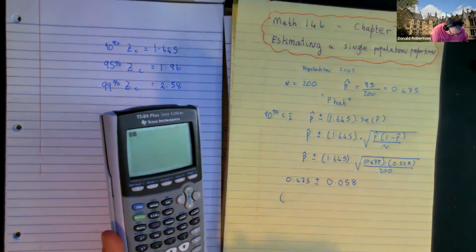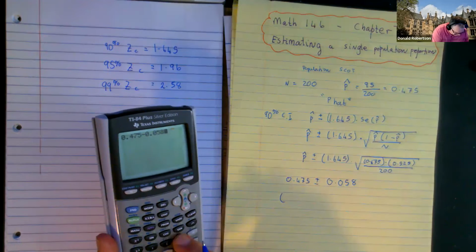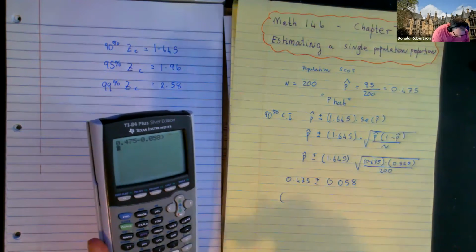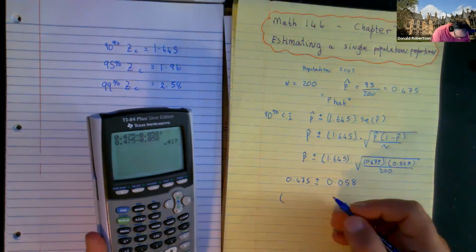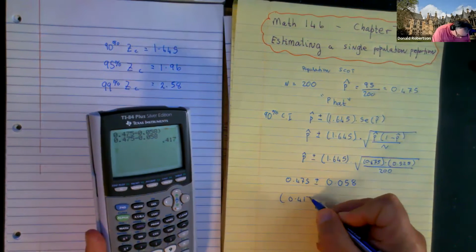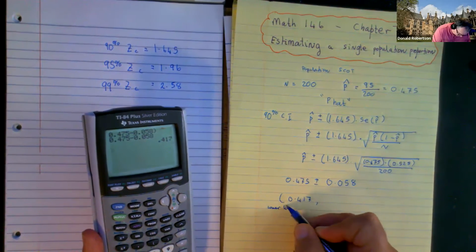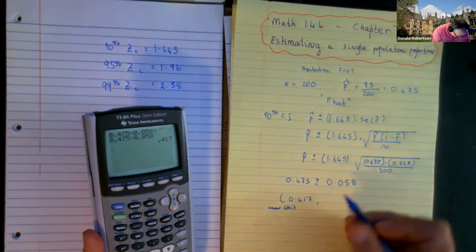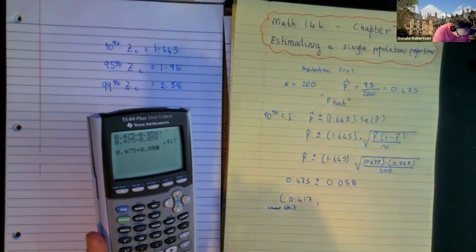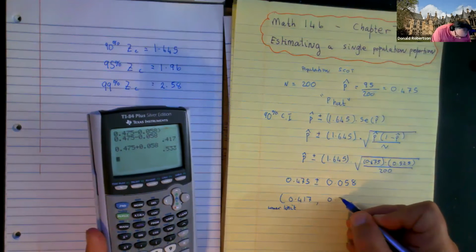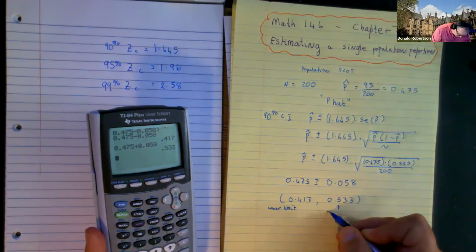So if you go 0.475, take away 0.058, oops, try that again. You get 0.417. I believe they call that the lower limit. And then if you add it, 0.475, add 0.058, you get 0.533. And that's called the upper limit.